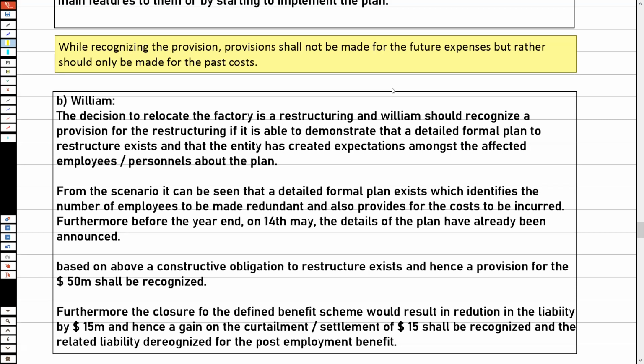Now see what happens is that if the entity does not recognize the provision, that means it does not recognize the expense, because the double entry is expense debit, provision credit. So when you recognize the provision, it has to be expense debit, provision credit. So entities would want to avoid, or rather defer, the recognition of expense. That's what the entities would try to do.